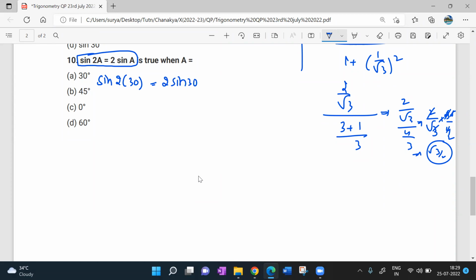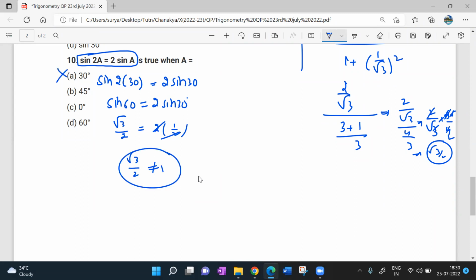Let us substitute option A. Sin 2 into 30 is sin 60. Sin 60 is equal to 2 sin 30 or not? Sin 60, how much? Root 3 by 2 is equal to 2 into 1 by 2. This is not true. Root 3 by 2 is not equal to 1. So option A is deleted.